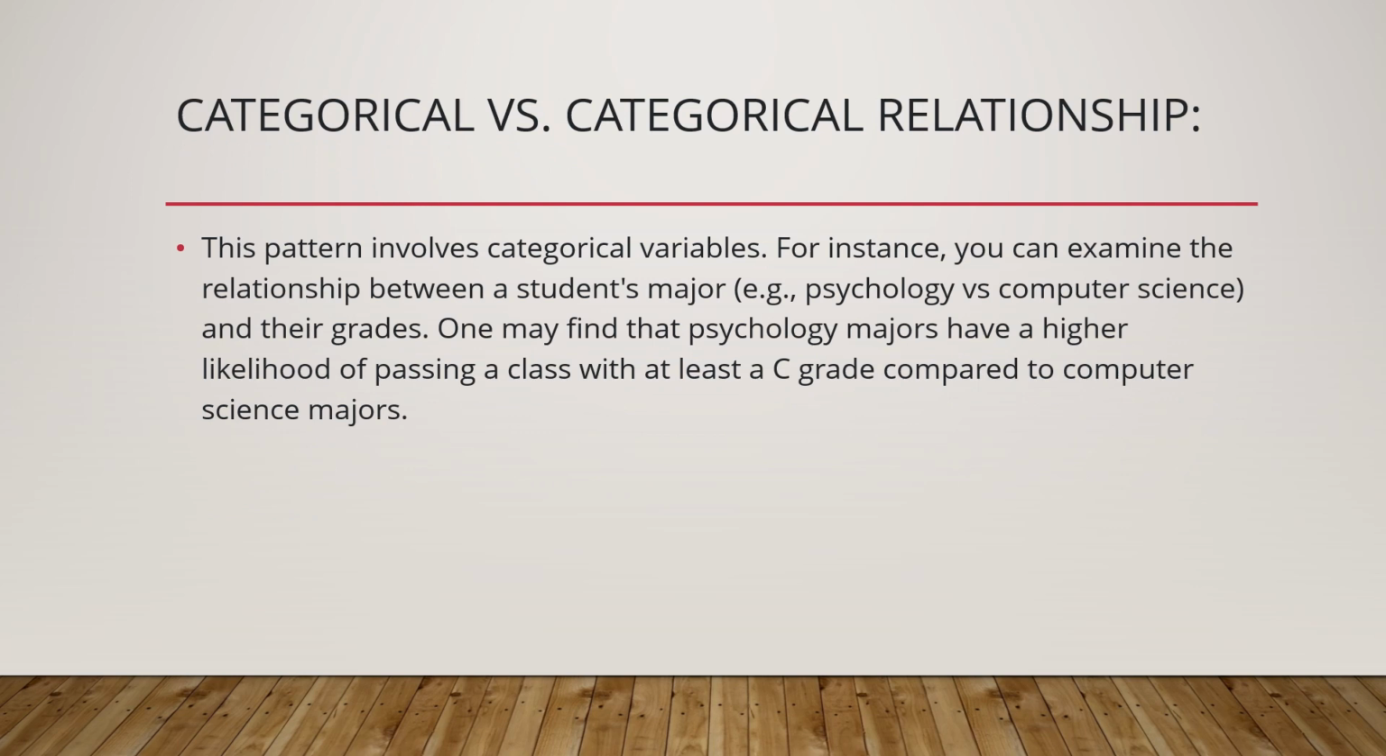Categorical versus categorical relationship. We take two categorical variables and we look at patterns. For example, we may discover that psychology majors have a higher likelihood of passing a class with at least a C grade compared to computer science majors. That can be calculated using basically relationships between two categorical variables. Very important knowledge about how different majors are graded.